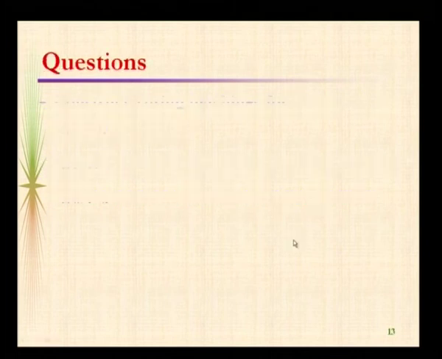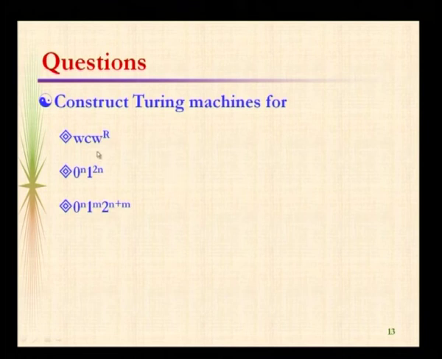Similar kinds of problems are W C W reverse, where the first and second parts are similar, except that the second part is the reverse of the first part. And there is another string, 0 power n followed by 1 followed by 2 power n, that is, 2 times the number of ones in the pattern is equal to 2 times the number of zeros. So, when you check off a 0 and go to the right, you check off 2 ones rather than one. So, for each 0, 2 ones will be checked.